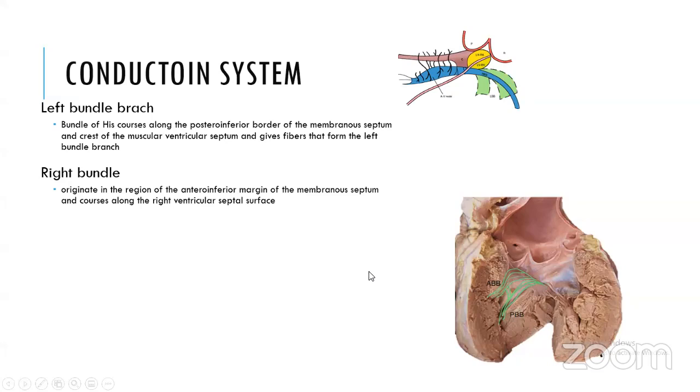So the left and right bundle branch. The bundle of His courses along the posterior inferior border of the membranous septum and crest of the muscular ventricular septum, and gives fibers that form the left bundle branch. The right bundle originates in the region of the anterior inferior margin of the membranous septum and courses along the right ventricular septal surface.